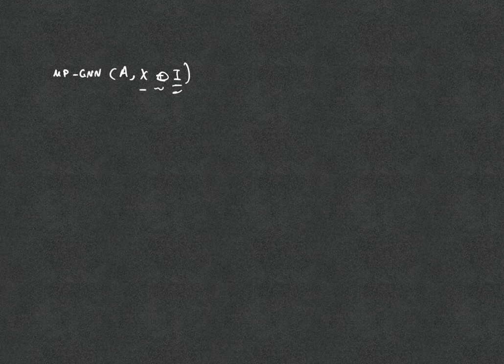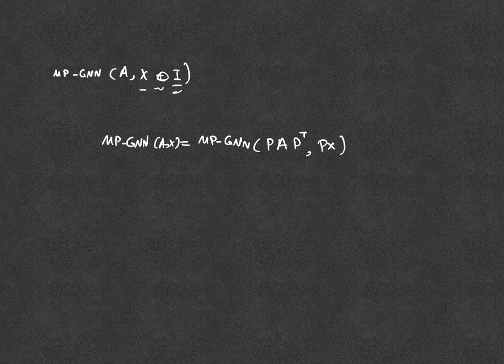Now you can essentially distinguish between the two graphs. However, you have lost the very important property of permutation equivariance. We know that for a normal MPGNN, if you permute the nodes, this would essentially be the same as applying the MPGNN on A and X and permuting the outputs.